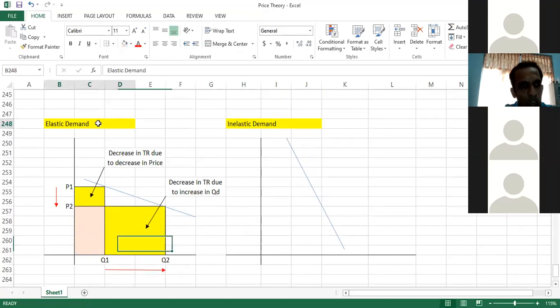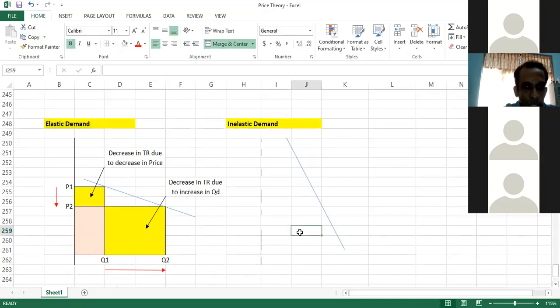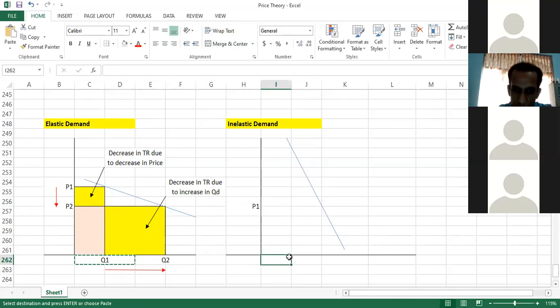So is it possible for the firm to apply the same strategy for all the products? No, it's not possible. For example, suppose this is the price of this product, and this is the current quantity.